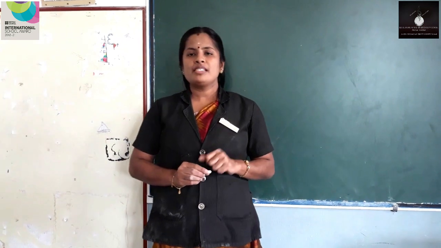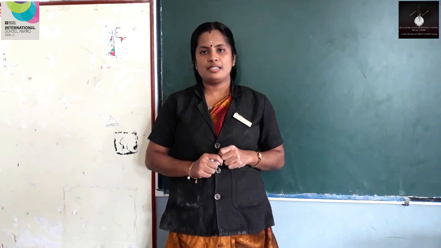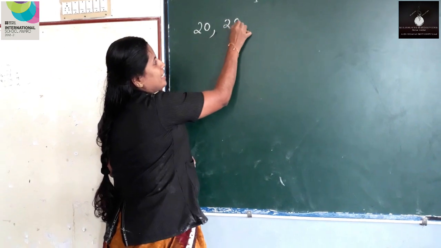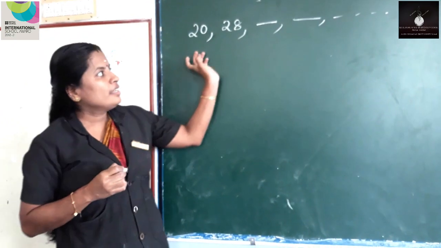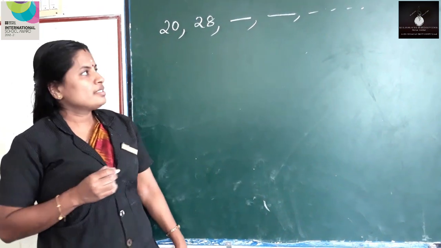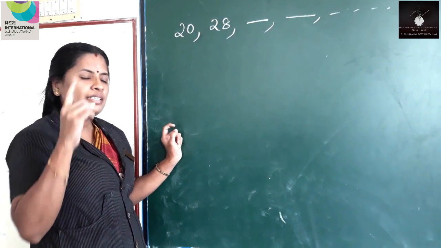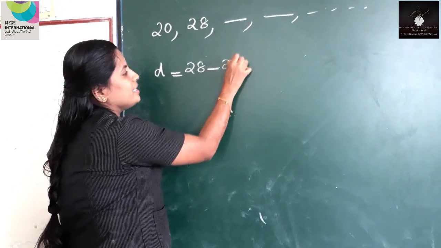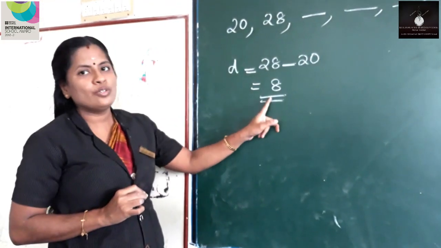Okay. In the previous class, we discussed common difference and terms of arithmetic sequences. Just see this problem. 20, 28, dash, dash and so on. Here we have to find out the third term and fourth term of this sequence. So what is the common difference? Common difference is denoted as D. D equal to 28 minus 20, that is equal to 8. Common difference equal to 8.